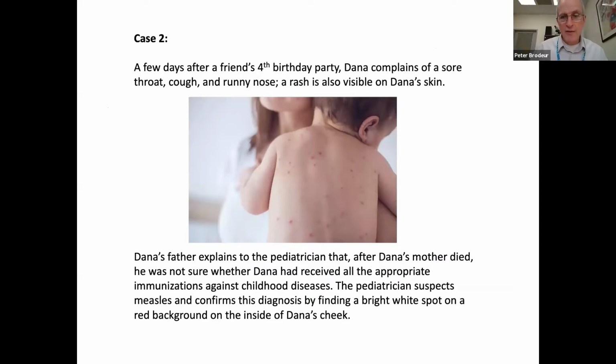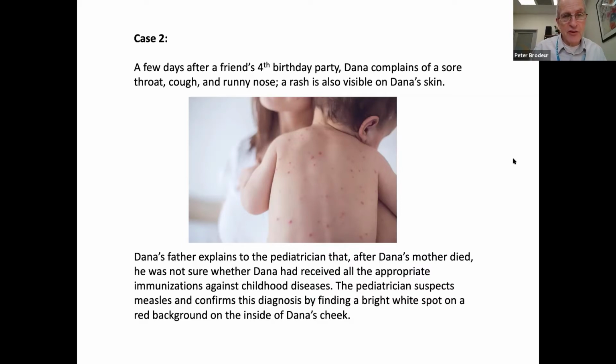Okay, so we're going to go through case 2 right now, and I'll try to make it fairly quick so we can get into our breakout rooms and have time for you to have discussions. So this is a case where a 4-year-old going to a friend's birthday party, a few days later complains of a sore throat, cough, runny nose, and a rash. The child's name is Dana. And the pediatrician is told that the dad is actually not sure whether or not Dana has received all the immunizations against childhood diseases.